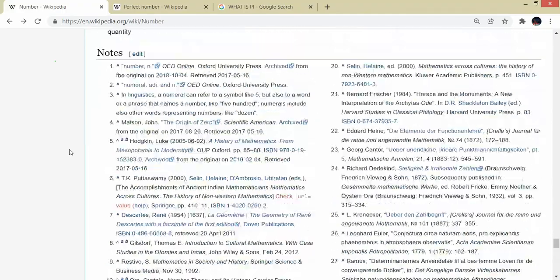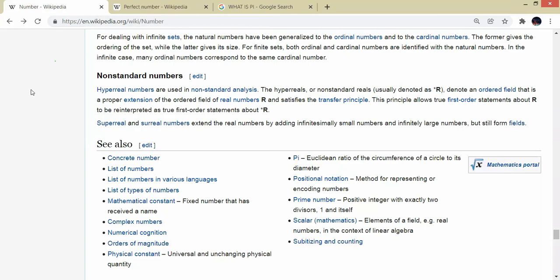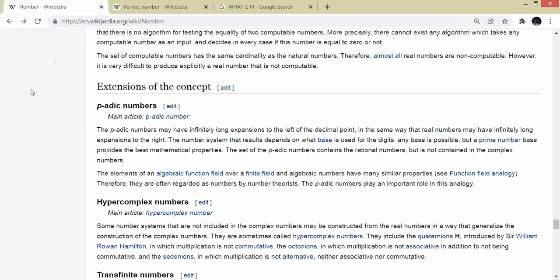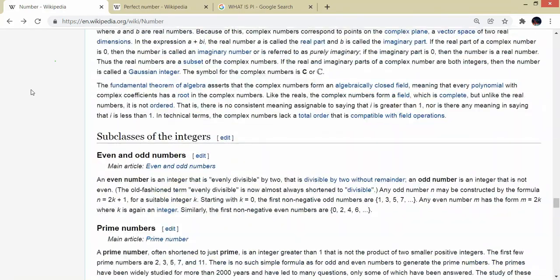This was the concept of numbers and their application and the complete history of these numbers. So this is the end of our today's lecture.